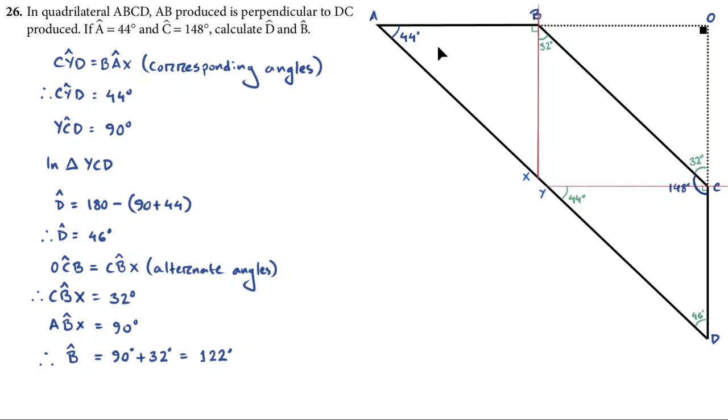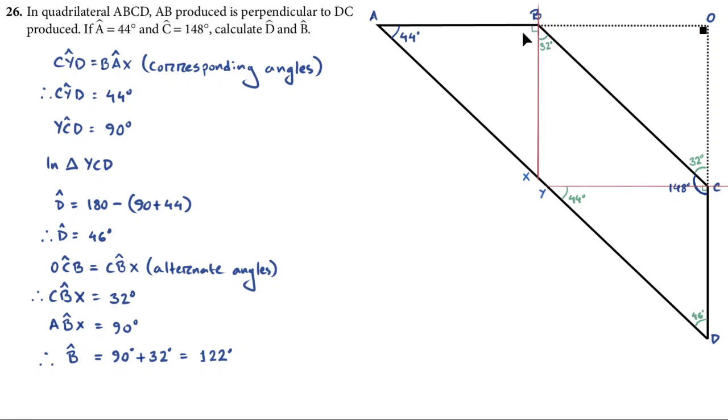So first we need to draw the diagram, and since this is a quadrilateral, we know that there will be four straight sides joined together. What you need to understand is if AB is produced, that will be perpendicular to DC if DC is produced. So if we draw this line AB, that's the first thing that we need to do.